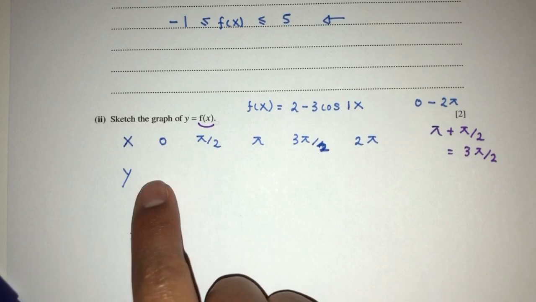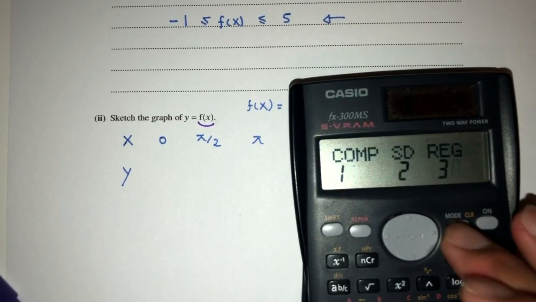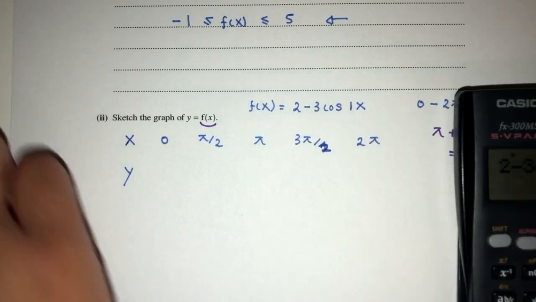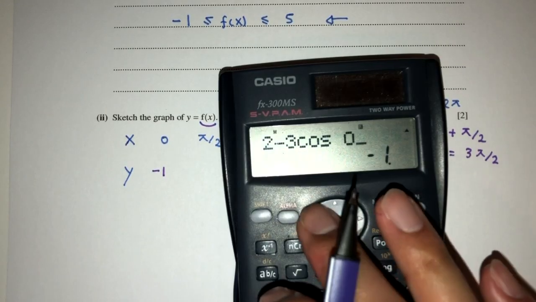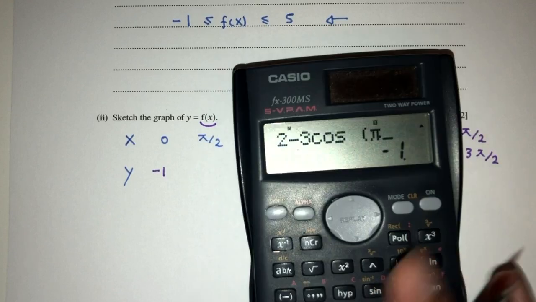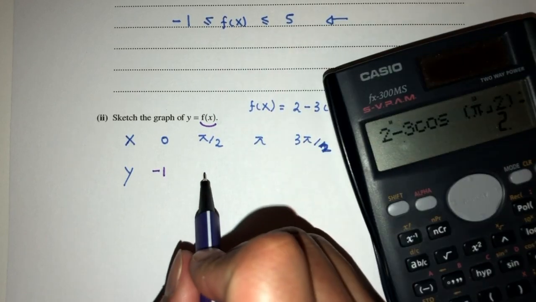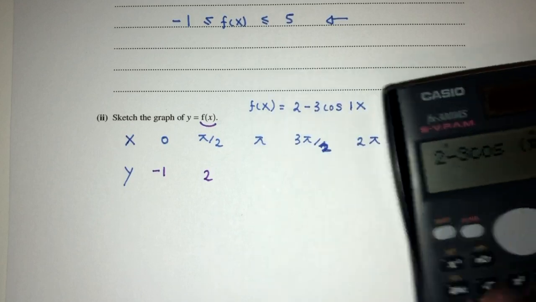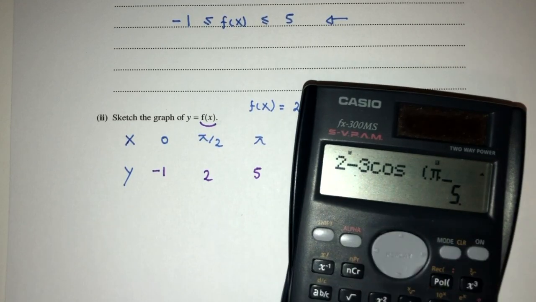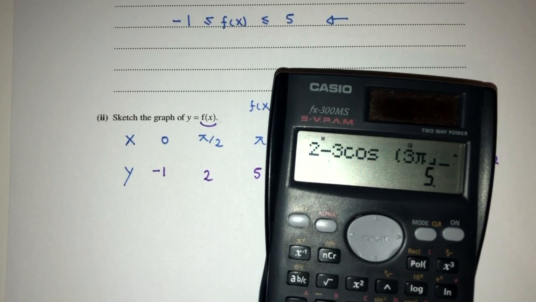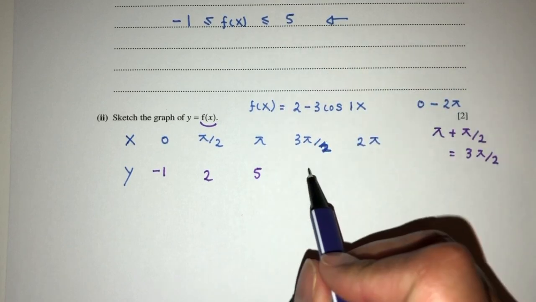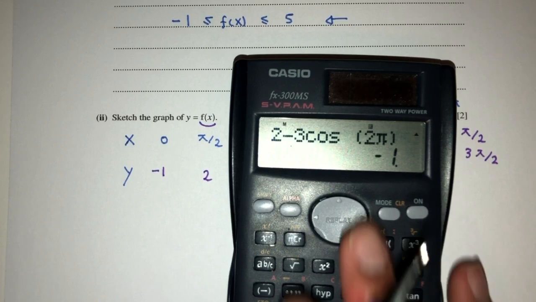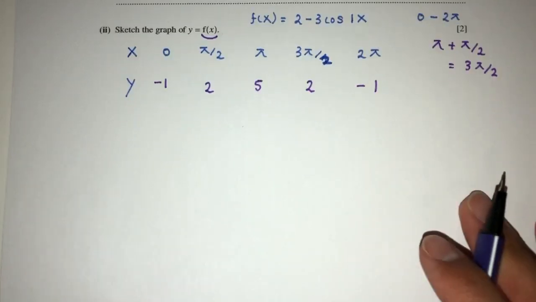So now we have to find the corresponding values of y. Let's do that. Here we have to use radians. So 2 minus 3 cos of 0 will be -1. Cos of pi over 2 will give 2. Cos of pi will give 5. Cos of 3 pi over 2 will give 2. And finally 2 pi, let's check. That will be -1.